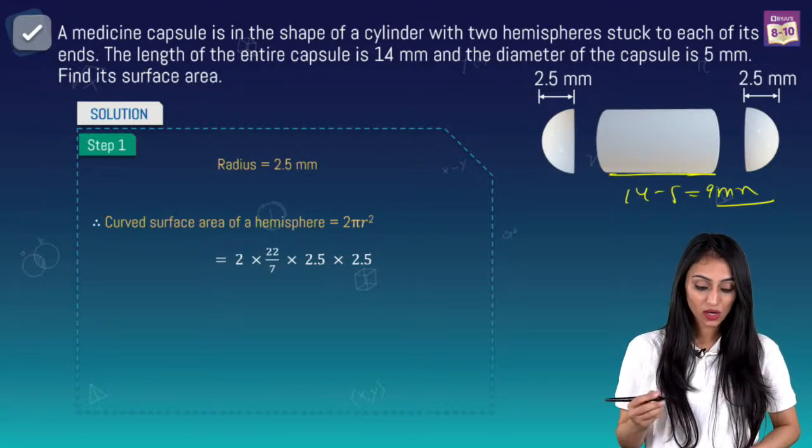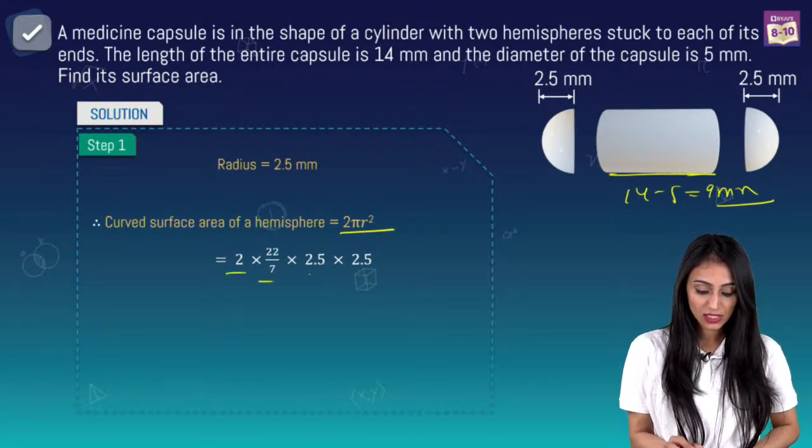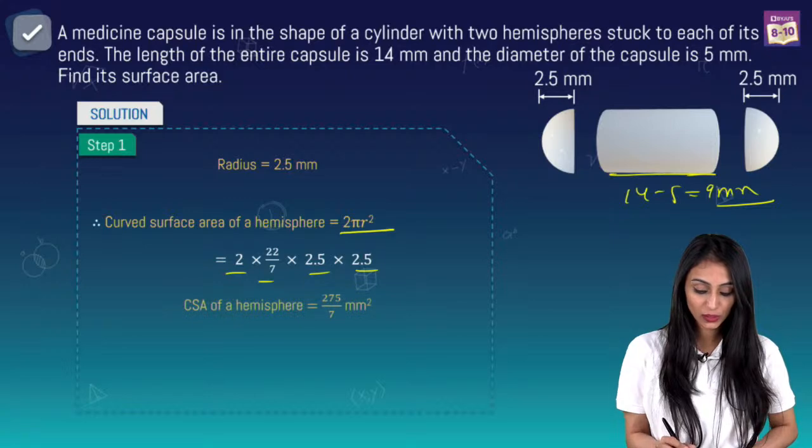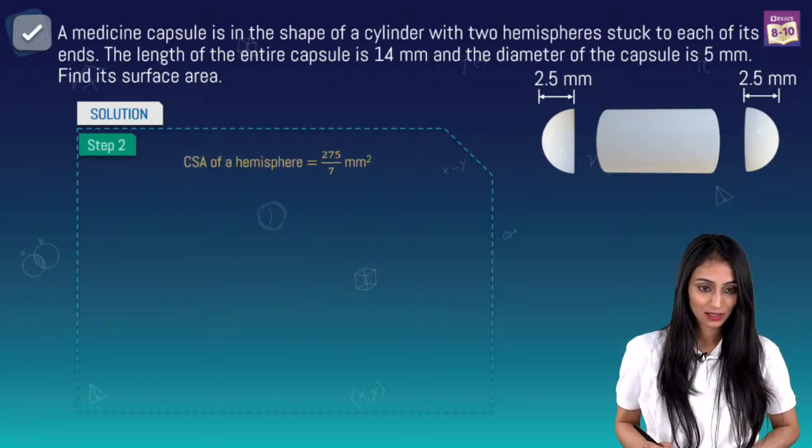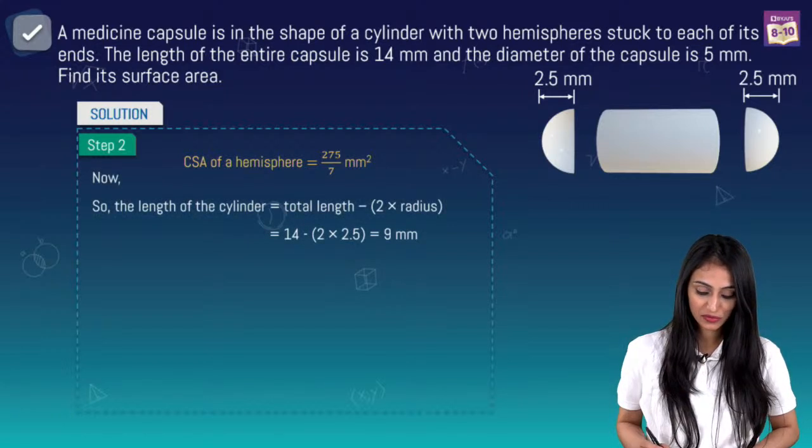Okay, so curved surface area of hemisphere, 2 pi r square. Let's put everything here. What do you get? You get 275 by 7 millimeters square, right? 220, maybe you're finding out the other one first.